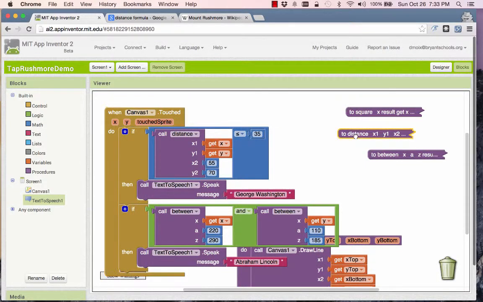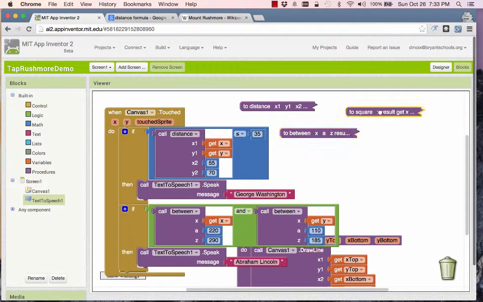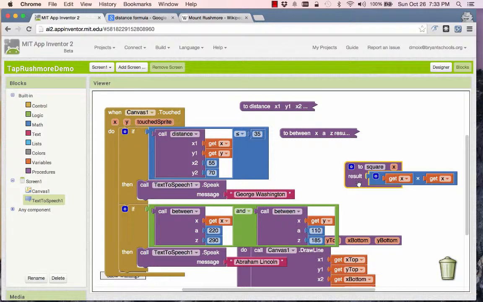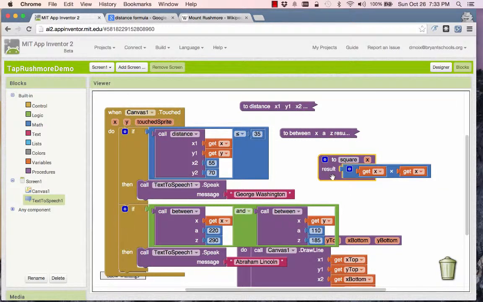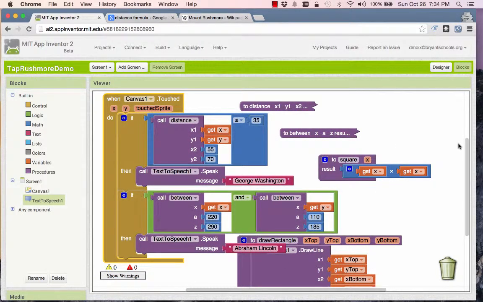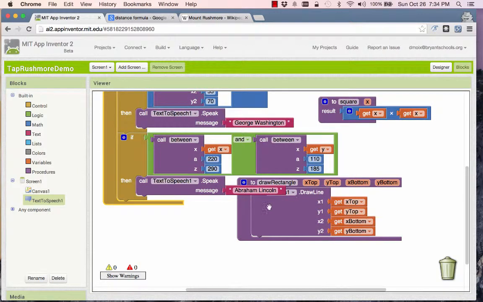So I made a couple procedures just to help us. One of the procedures is to square. I'm going to expand that back out. We said that to square would be an input, which I called x. And we just used the times to multiply x by x. And that was simple.